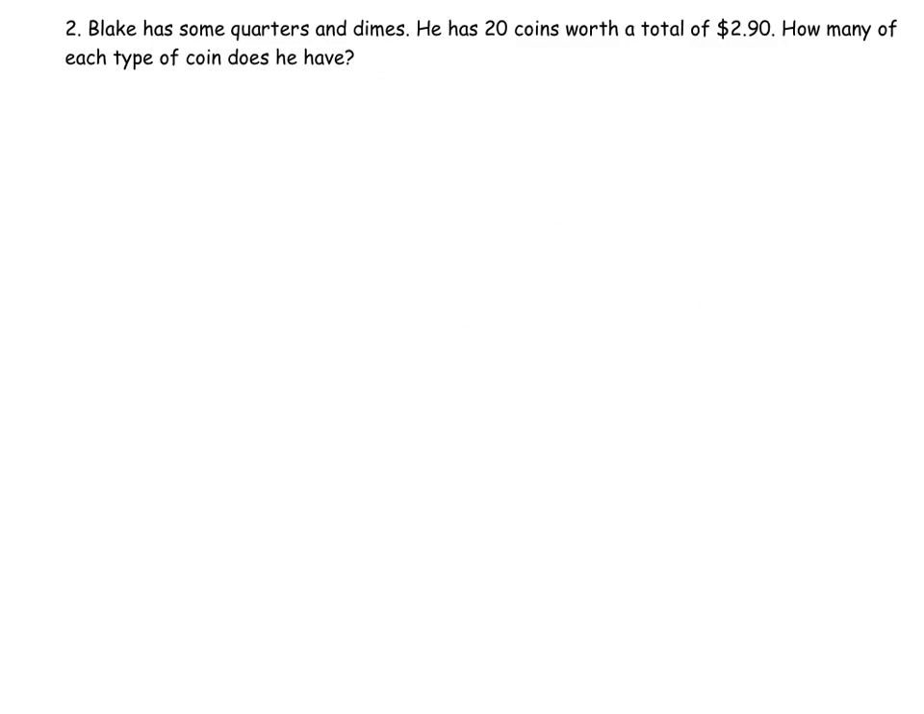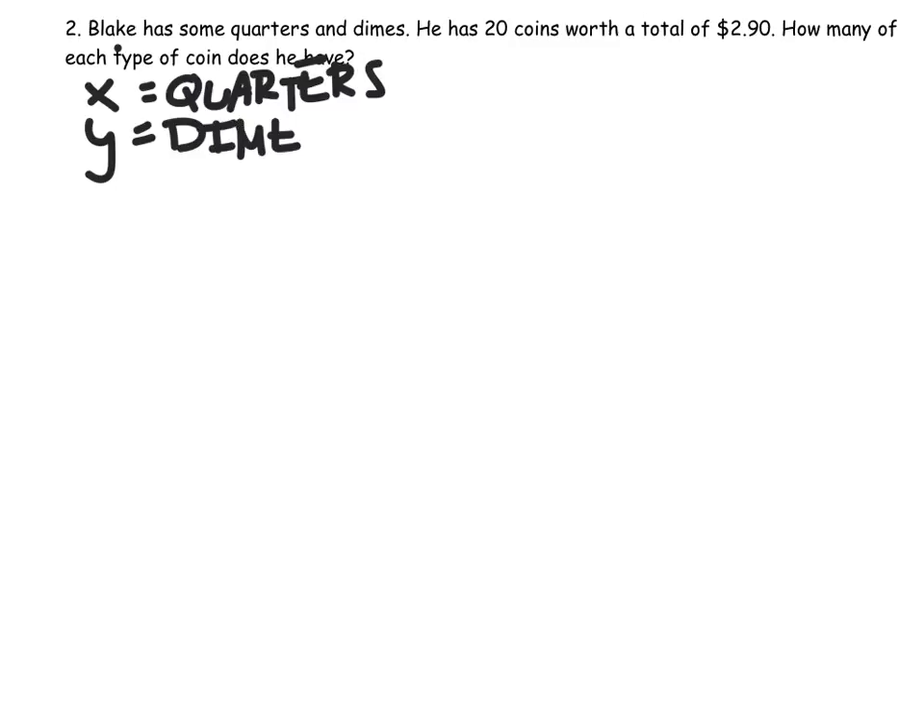Blake has some quarters and dimes. He has 20 coins worth a total of $2.90. How many of each type of coin does he have? Alright, so once again, we should define our variables x and y. x will be quarters, and then y will be the number of dimes.